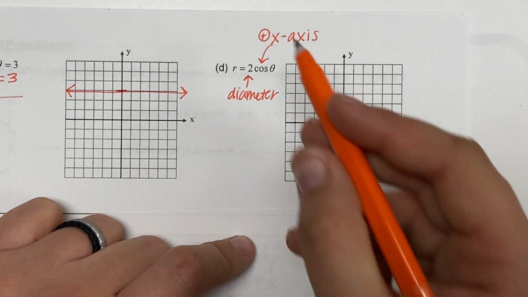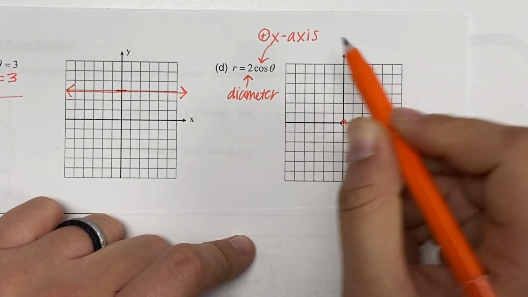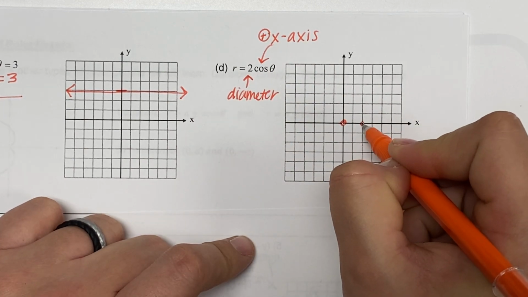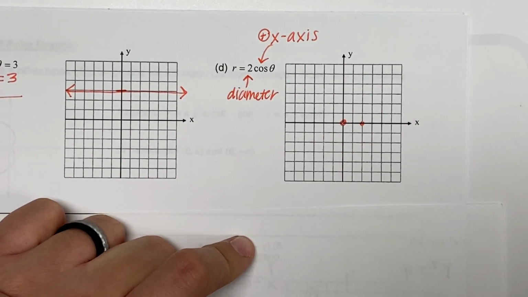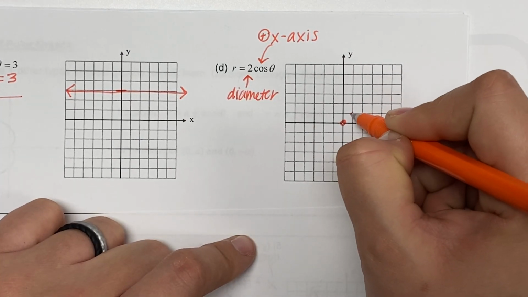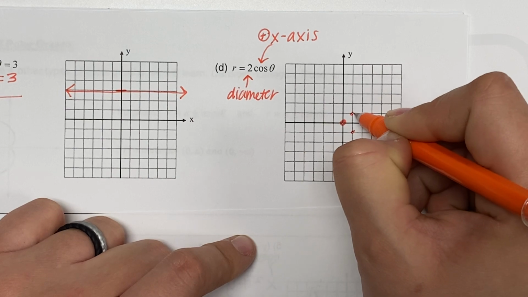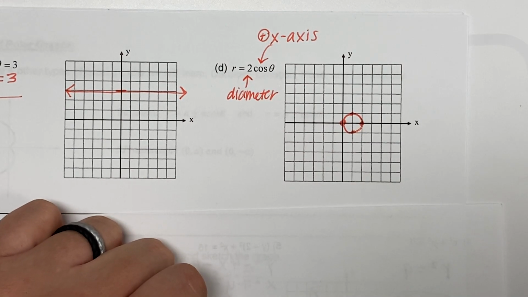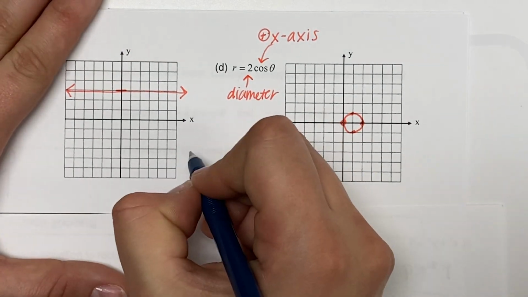So to graph this, I'm going to start at 0, 0. I'm going to go a distance of 2 along the positive x-axis. That's the diameter, which means the radius is 1. So if my circle is here, I'm going up and down 1 to keep the diameter at 2. I'm going to do another one similar to this on the same graph.